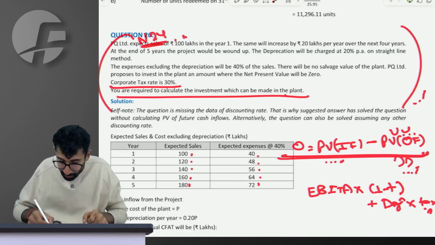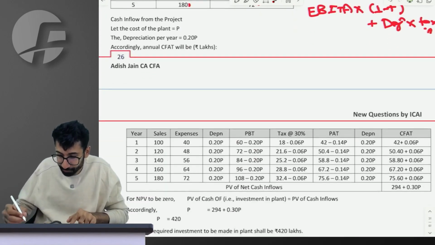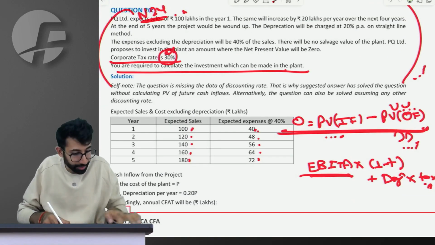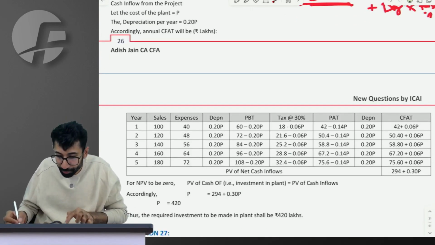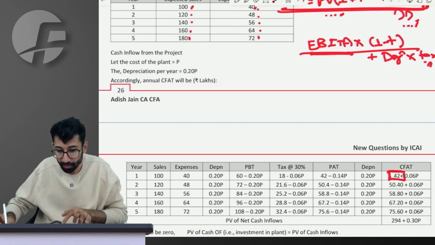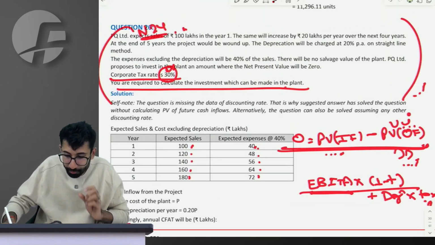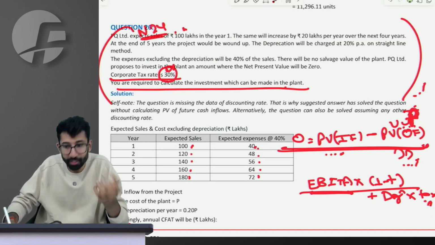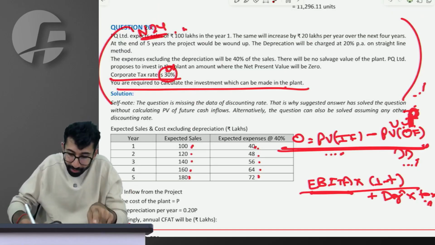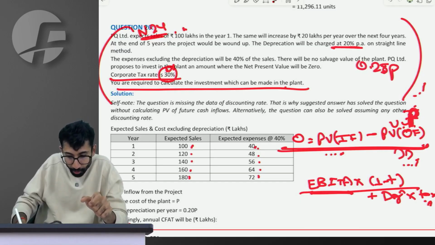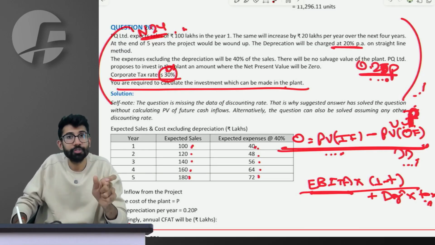So what to do? Sir, 100 minus 40 is 60. This 60 after 30% tax rate. So 60 multiplied by 70% gives me 42 rupees of this component. Sir, if my initial investment is I, or say P, because the book has assumed P. If the initial investment is P, then can I say with 20% depreciation, the amount of depreciation is 0.2P?